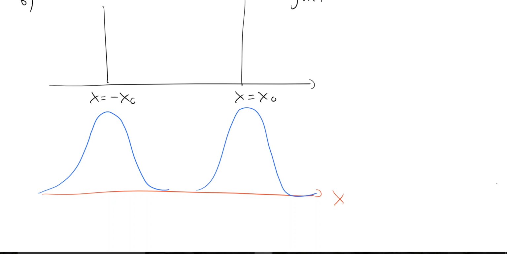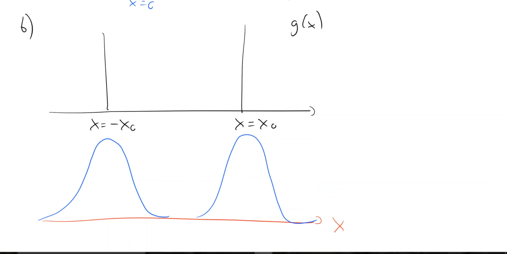And the point in the question about the widths of the Gaussian functions being much smaller than the separation just means that we get two distinct Gaussian functions. Obviously, if the widths of the Gaussian functions are large compared to 2x0, then the two Gaussians will overlap. Okay, so that's the answer to part B.